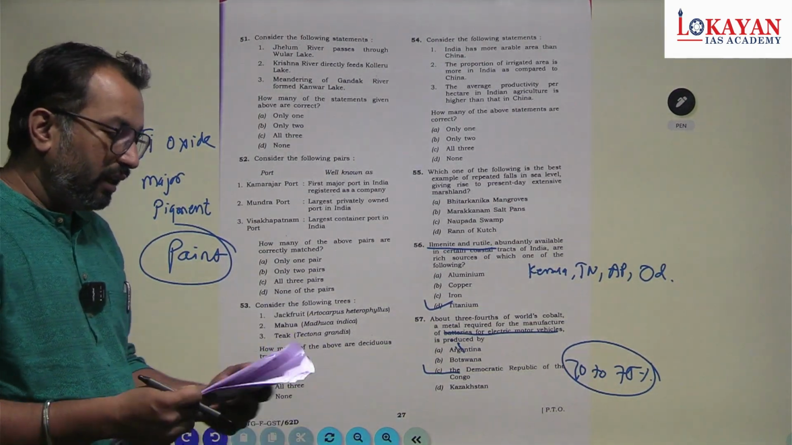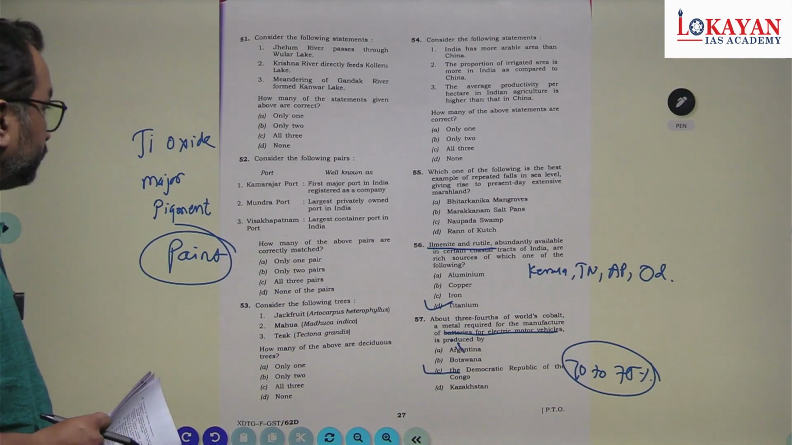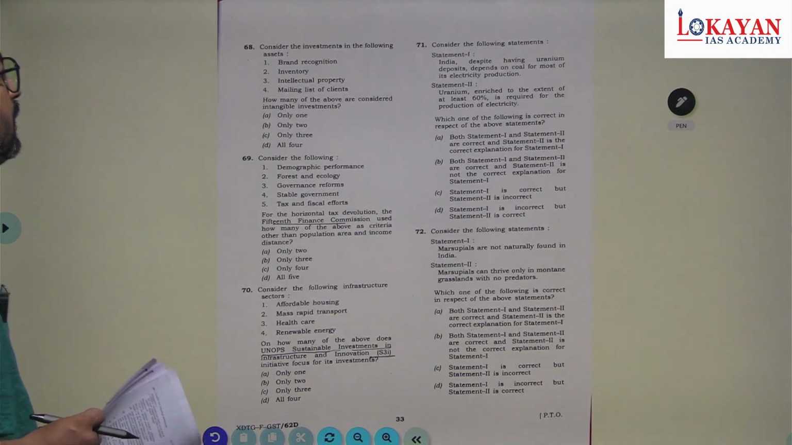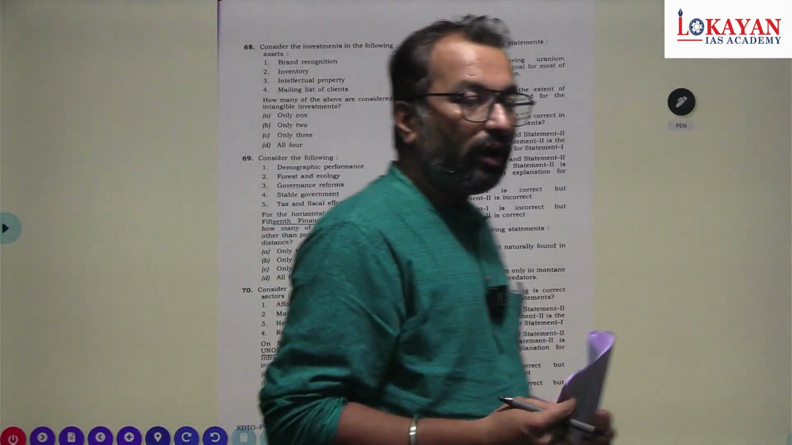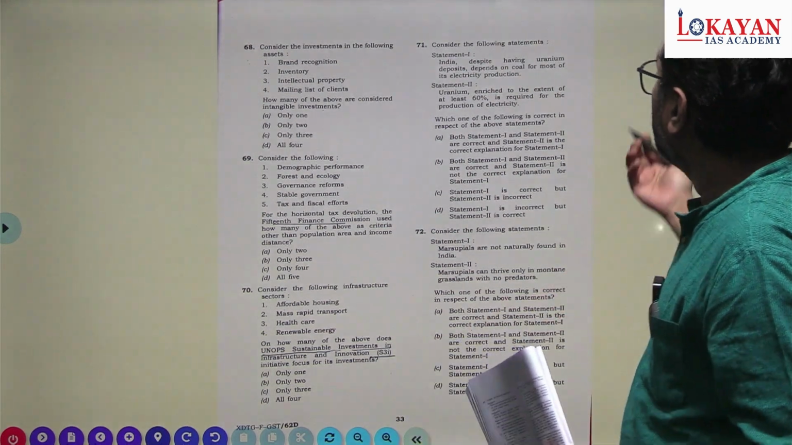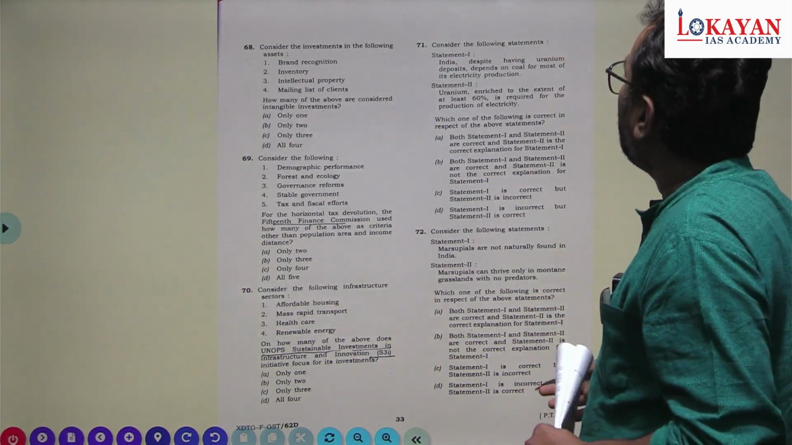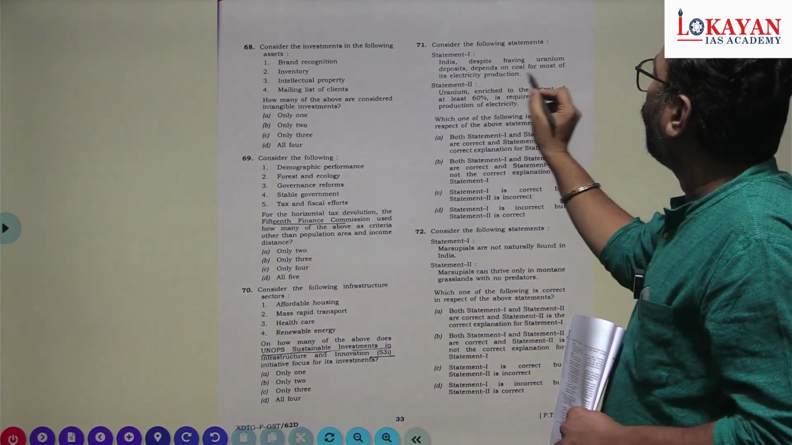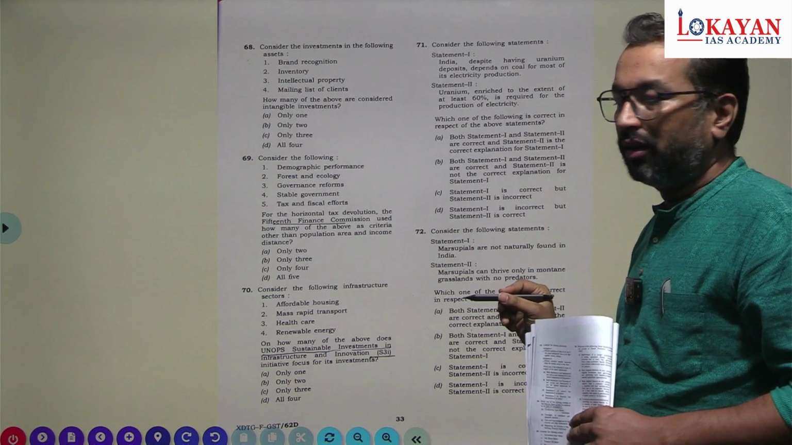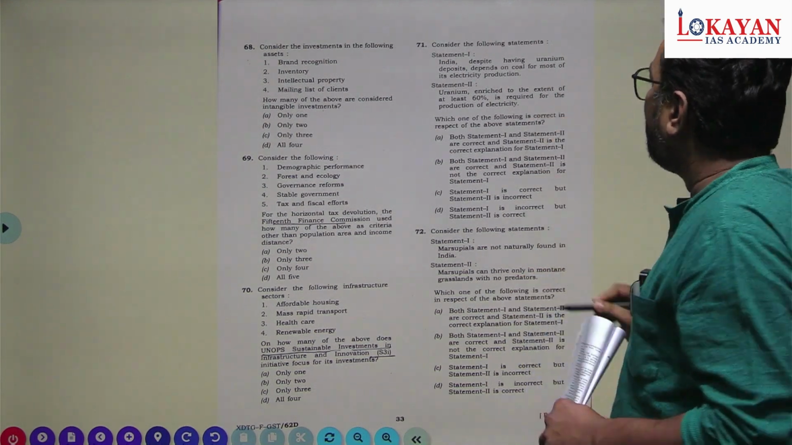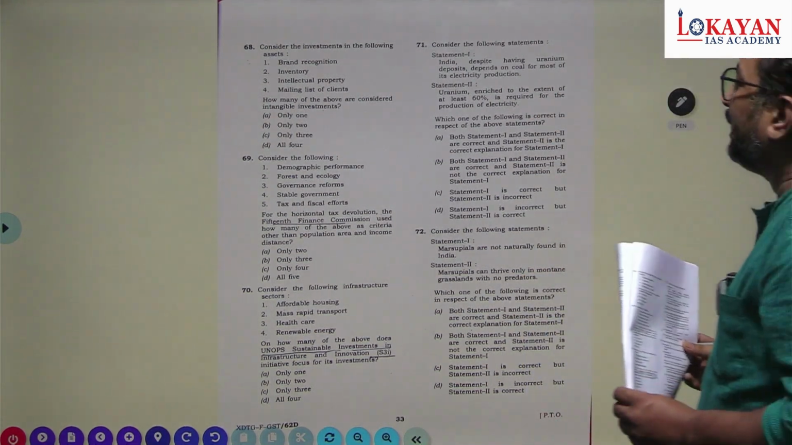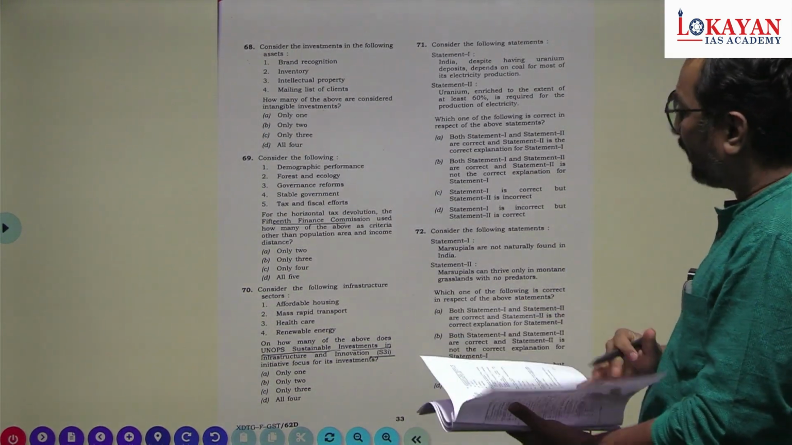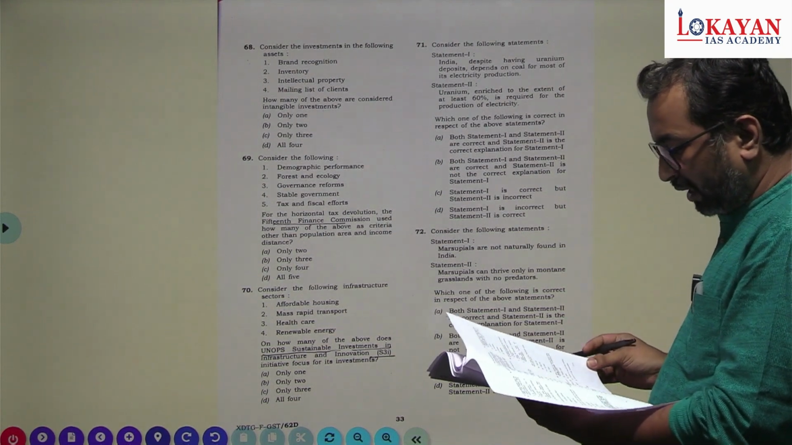Next, question number 71. Now it is from the nuclear part of the chapter. Statement 1: India, despite having uranium deposits, depends on coal for most of its electricity production. Statement 2: Uranium enriched to the extent of at least 60% is required for the production of electricity. Read both statements very, very carefully.